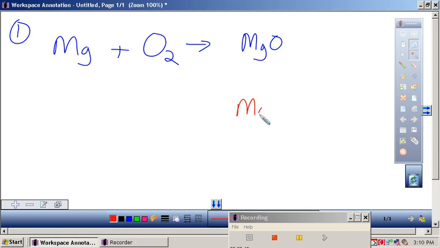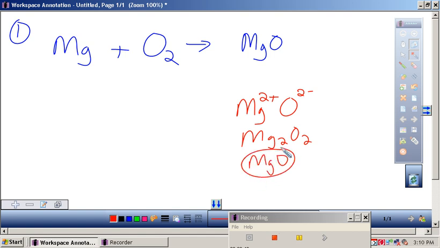So I have my magnesium. That's group 2. It has a 2 plus charge. Oxygen is group 6. He wants to get to 8. So if I'm at 6, I want to get to 8. I need 2 more. Crisscross the charges. And then reduce that down. 2 to 2 is the same as 1 to 1. So that's my formula for magnesium oxide.